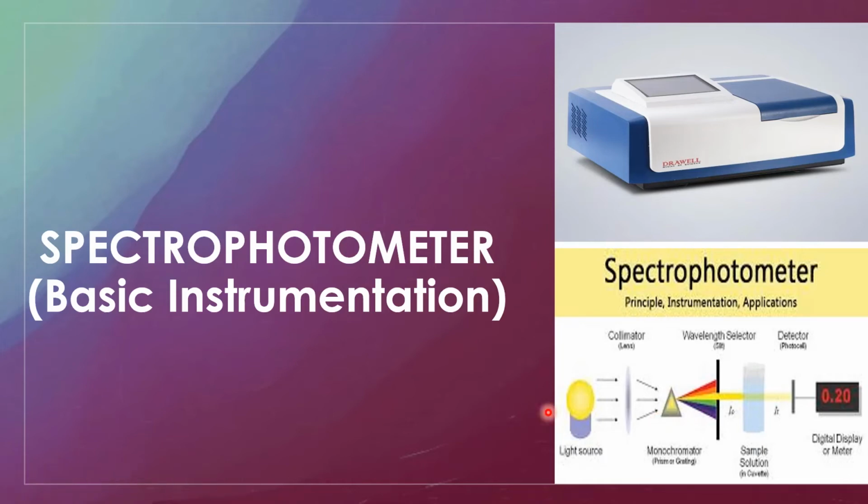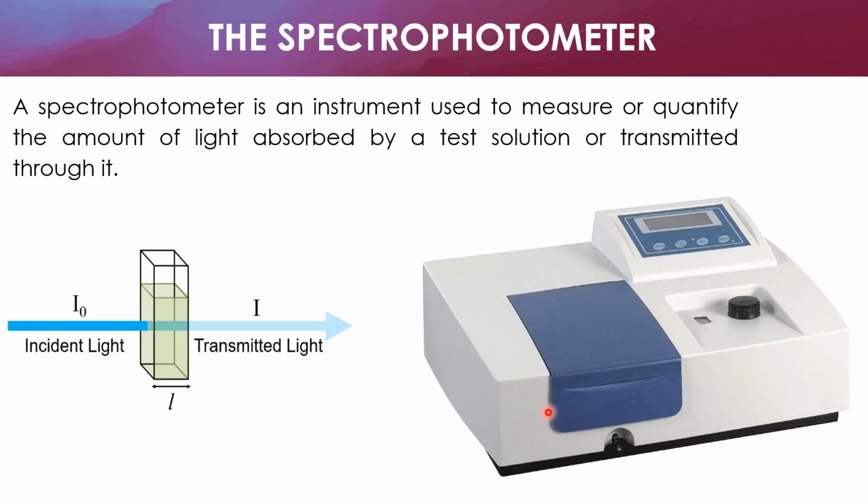In today's class and video, we are going to look at the basic instrumentation of the spectrophotometer. So we'll start by looking at what a spectrophotometer is. A spectrophotometer is an instrument that is used to measure or quantify the amount of light absorbed by a test solution or transmitted through it.